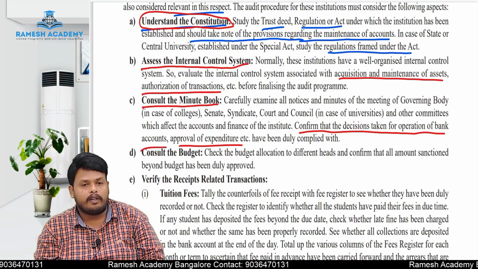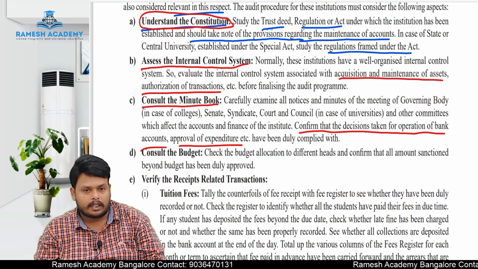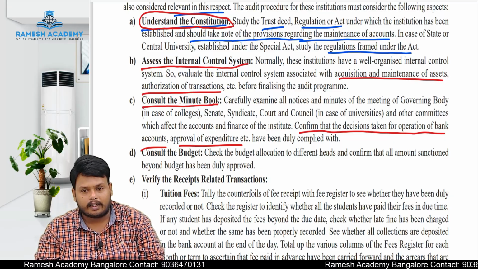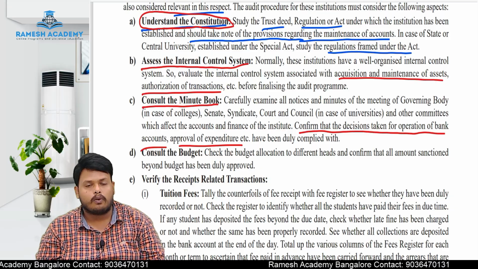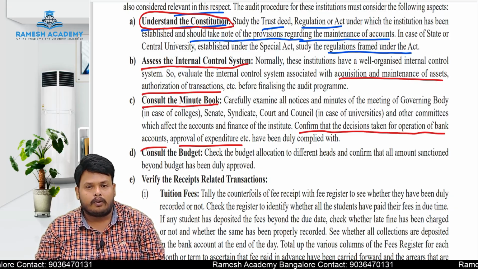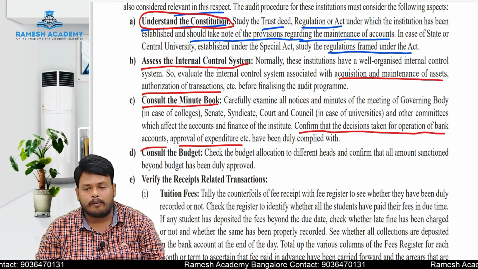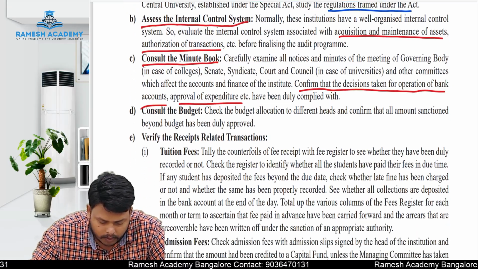So the auditor has to verify the minutes book and see whatever meetings are conducted by that institution regarding different approvals, like confirmation regarding the decisions taken for bank operation, who is going to operate the banks, who is going to approve all the expenditures which are incurred, and who is going to take care and govern the body, and all the other things. The auditor has to see that.